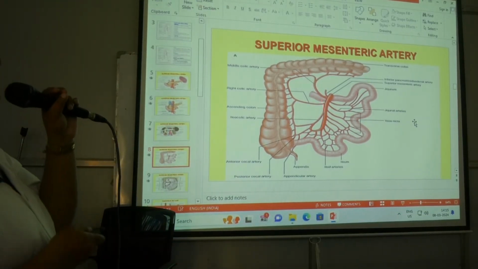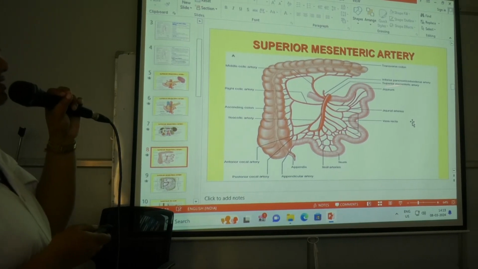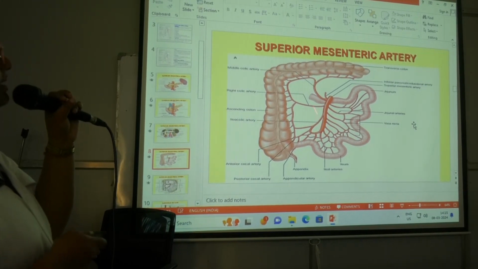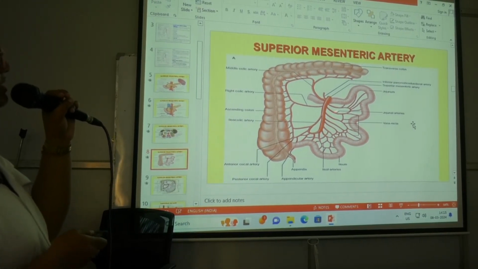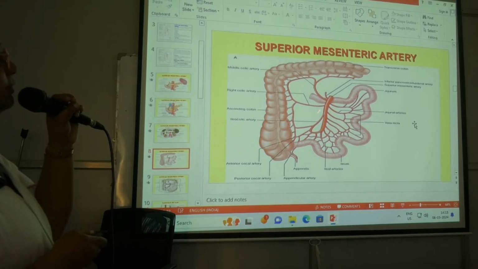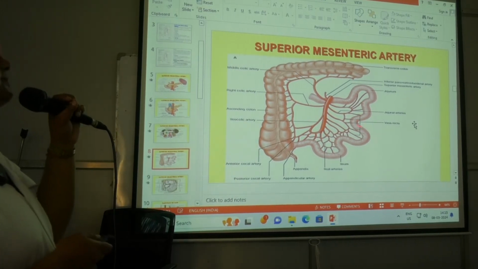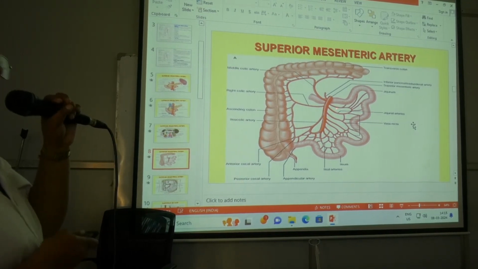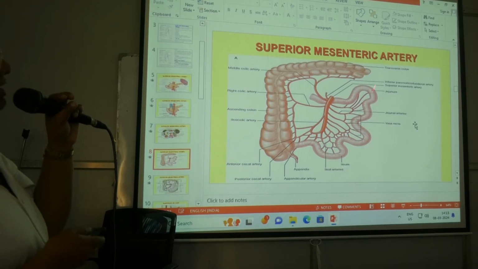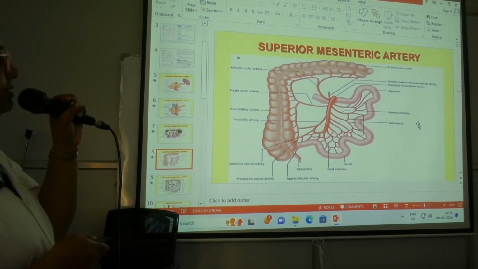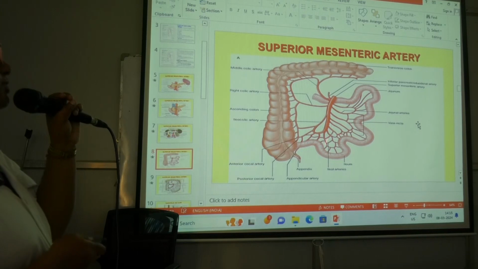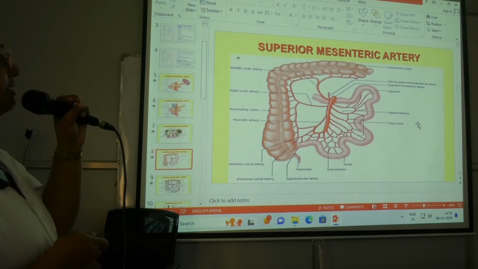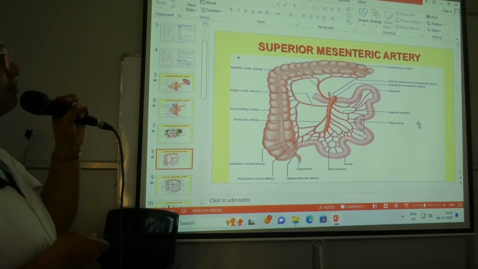Okay, from the right side, its first branch is the inferior pancreaticoduodenal. Next, from the right side, colic branches: middle colic artery, then right colic artery, then ileocolic artery. And on the left side, it is giving jejunal arteries and ileal arteries. All these arteries are dividing into two branches and forming loops. And vasa recta are extending from these loops of arteries to supply the small intestine.